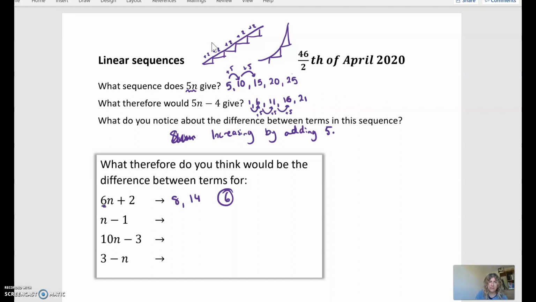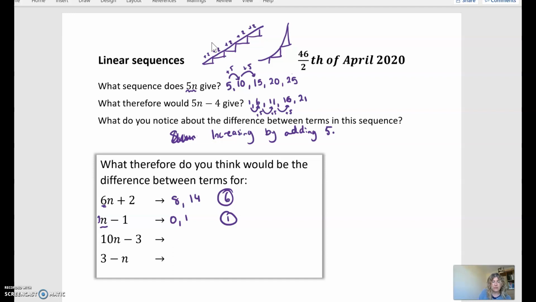Okay, second one, n minus 1. Again, we'll look at the first 2. If n is 1, 1 minus 1 is 0. If n is 2, 2 minus 1 is 1. So our difference in this case is 1 between our terms. And we can see that there, 0 and 1, that's 1. Now, what you'll notice here, remember from algebra, we don't write 1n, we just write n. So this actually has an imaginary 1 out the front there that you just can't see.